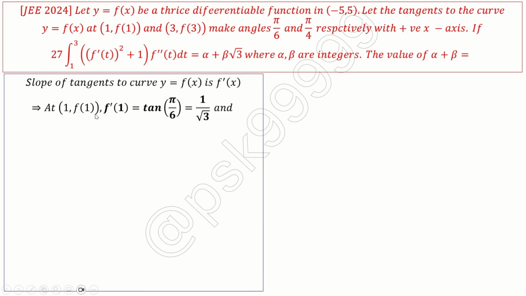Now at point (1, f of 1), f dash 1 is equal to tan of pi by 6, which is 1 by root 3, and f dash of 3 is nothing but tan of pi by 4, which is 1. Now I have my f dash 1 and f dash 3. Now look at this one. If I consider f dash t as k, then f double dash t dt is my dk. So this expression is simple.